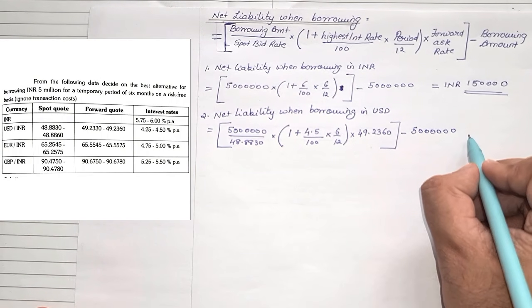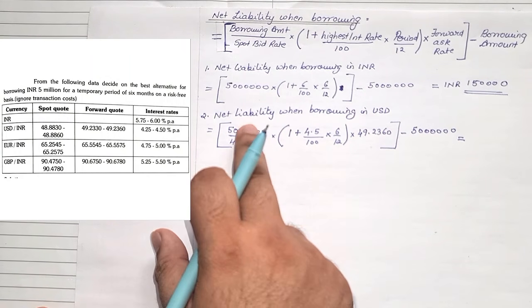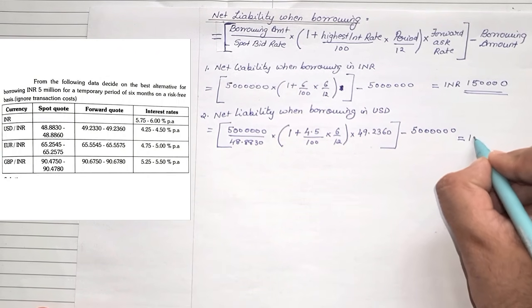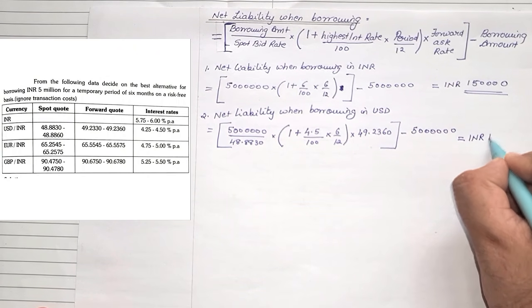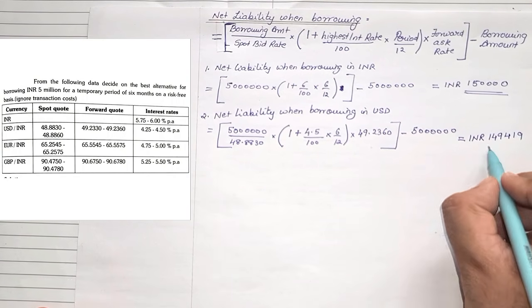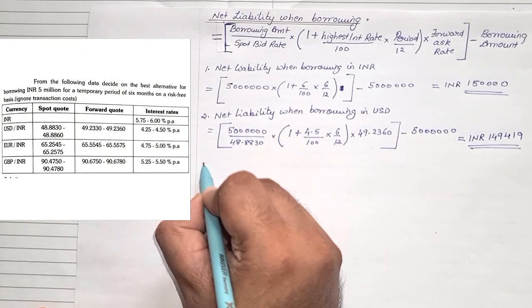So again, when you solve this whole part, you divide, multiply, again multiply, divide, multiply, get the value, minus 50 lakh. The final amount that you all should get is INR 1,49,419. The first value was 1,50,000, second is this, now the third one.